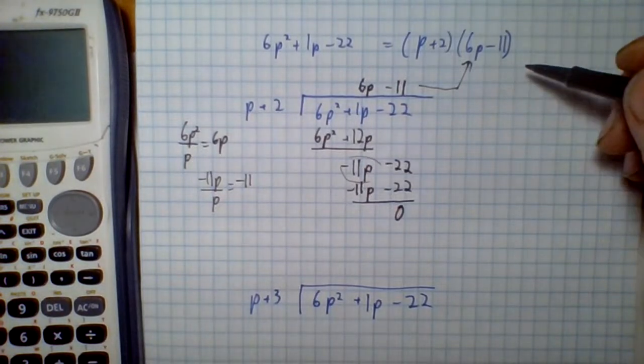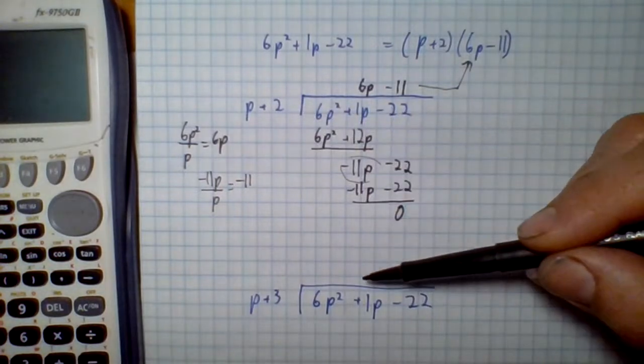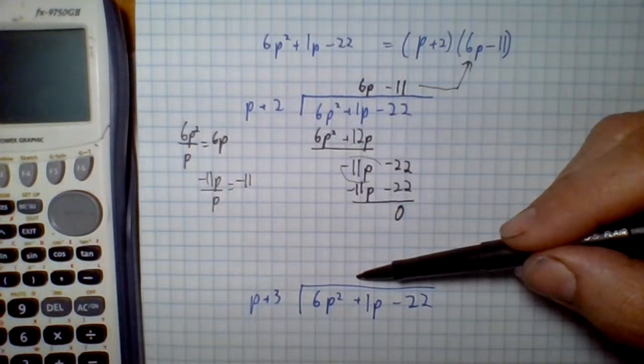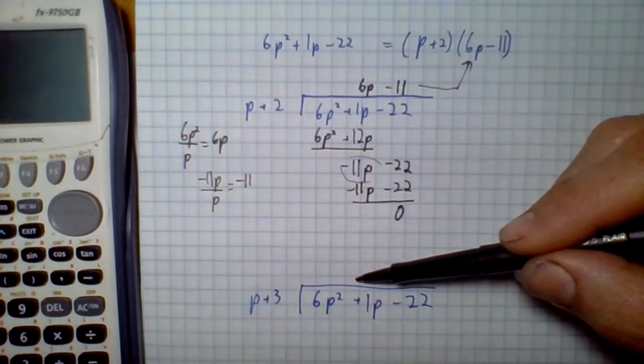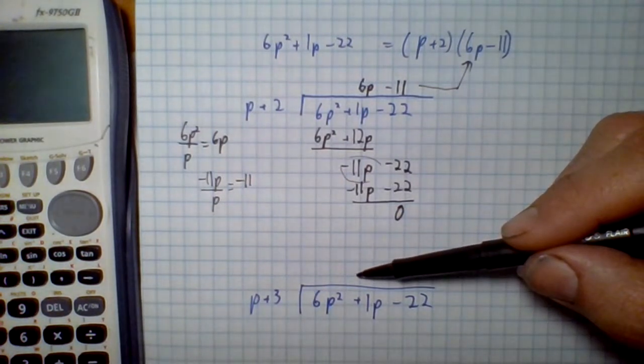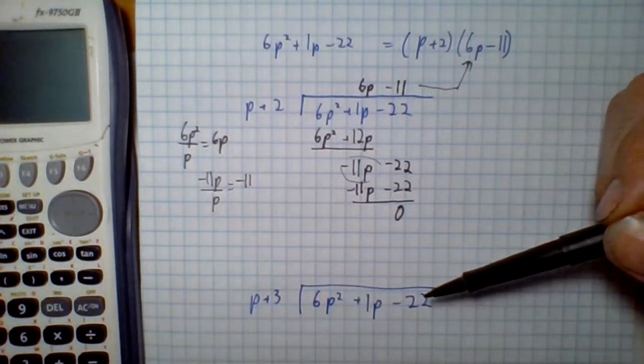So factoring would help you with that division problem, but it wouldn't really help you with this. The fact that that polynomial factored into p plus 2 and 6p minus 11 doesn't really help you with what happens if you're dividing by p plus 3.